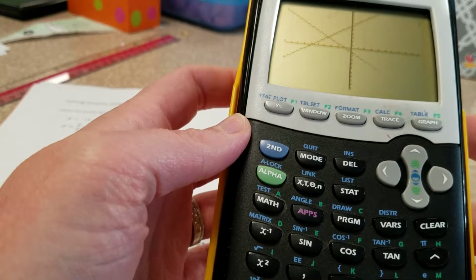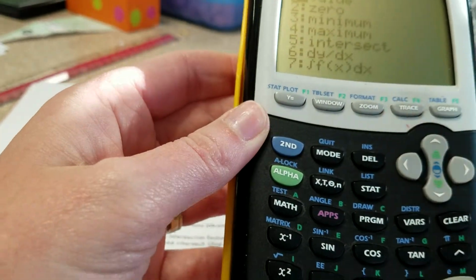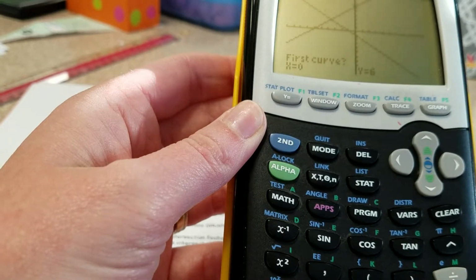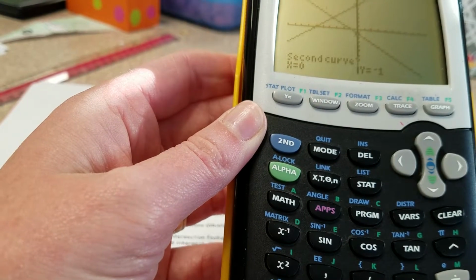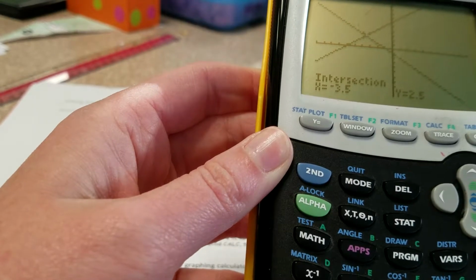You can see that my intersection happens over here, so I'm going to press second calc, and then do number 5 for the intersection. First curve, switch over to second curve, and then go ahead and guess. The intersection is at -3.5, 2.5.